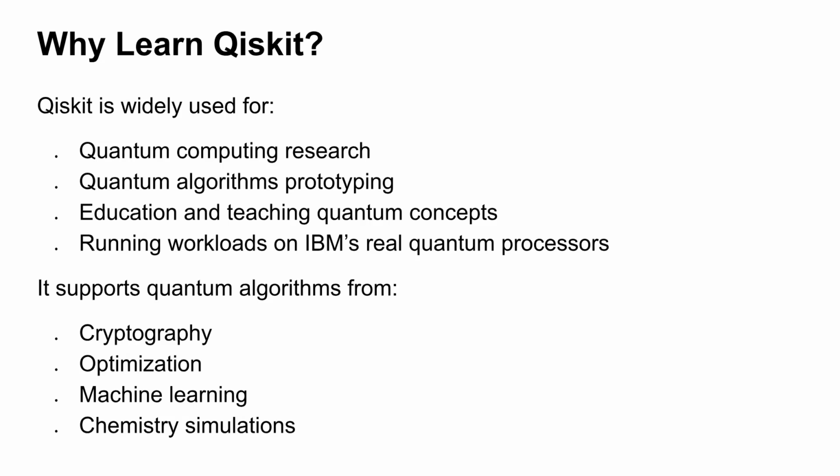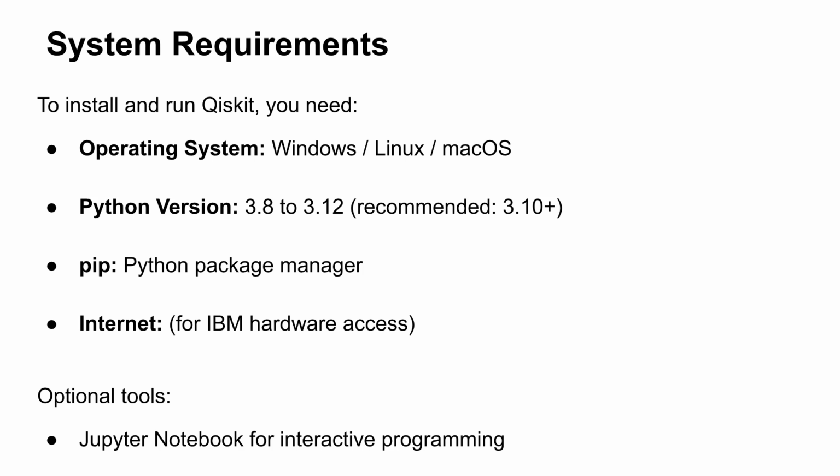It supports algorithms across cryptography, optimization, machine learning, and chemistry simulations. To install and run Qiskit, you need Windows, Linux, or Mac OS, along with Python version 3.8 to 3.12, preferably 3.10 or higher. You'll also need pip, the Python package manager, and internet access for using IBM hardware.